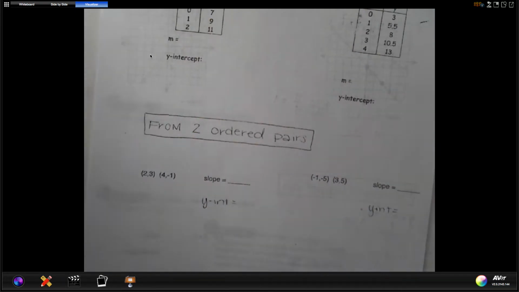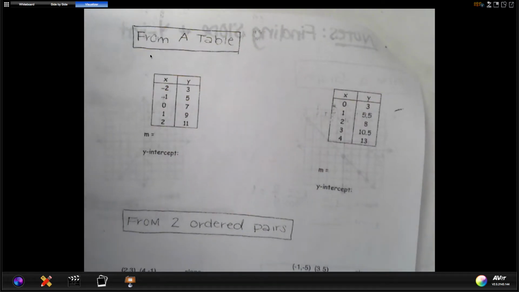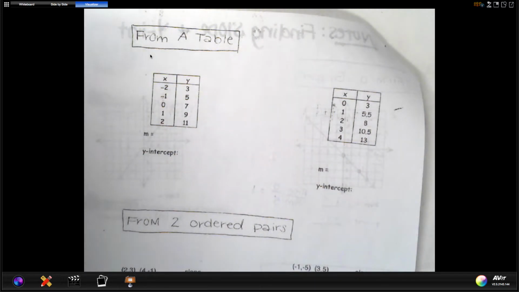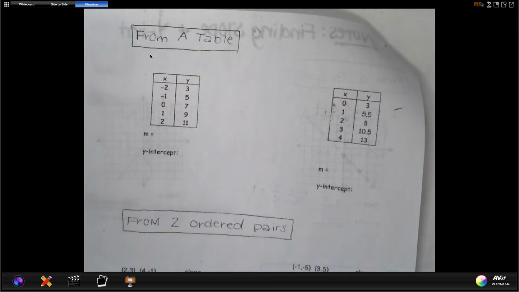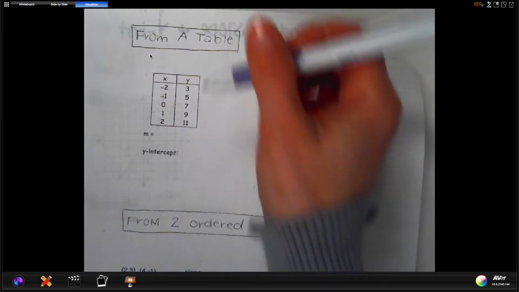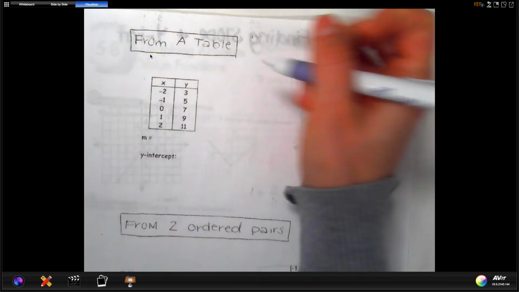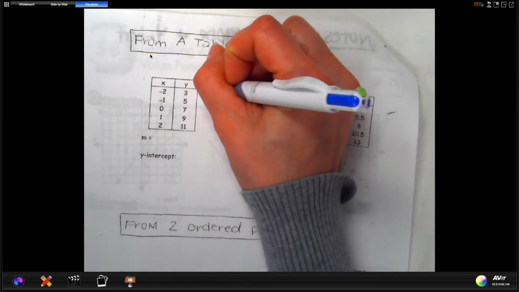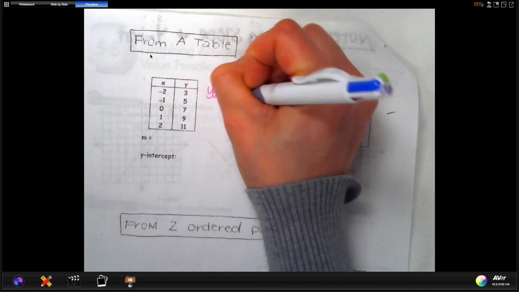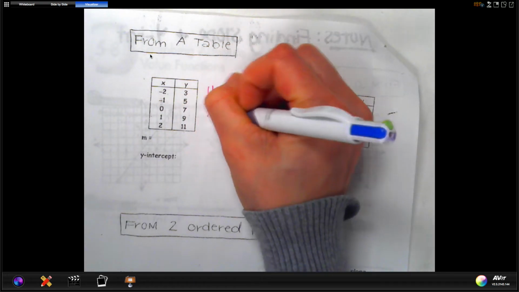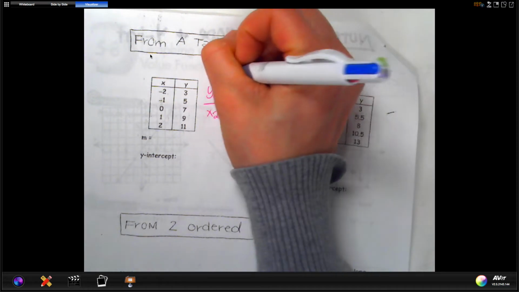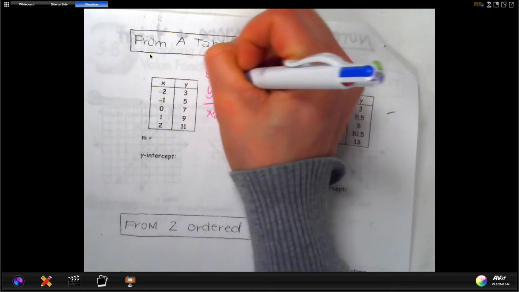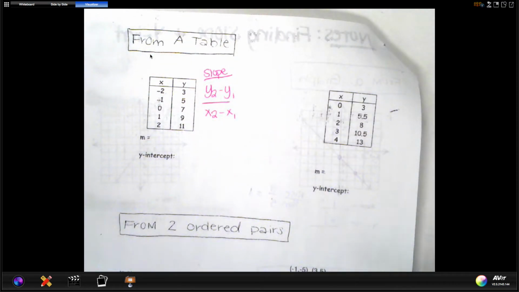So on a table, to find the slope, we're going to use the slope formula. And remember, slope is represented by m here. Our slope formula is y2 minus y1 over x2 minus x1. This is how we find slope from a table and from ordered pairs, which we're going to do next.